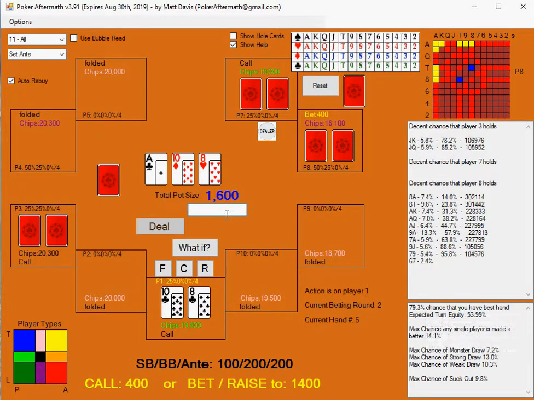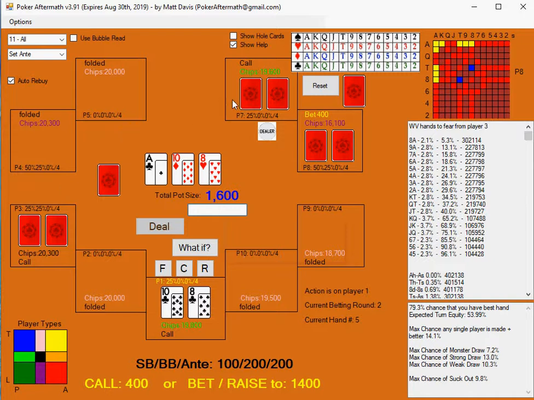I thought I should raise to at least get these two guys out of the pot with draws they might have. You know, for example, if one of them has Jack Queen, that's a double gut shot draw. So they might easily call with that for sure if I just let it go for 400. So I decided to make it 1200.